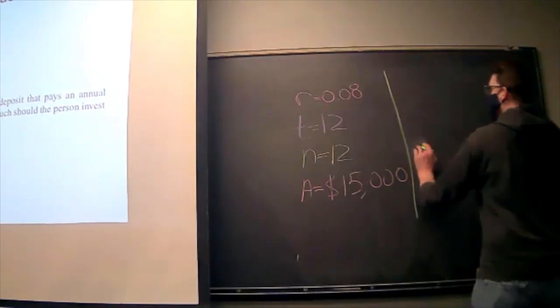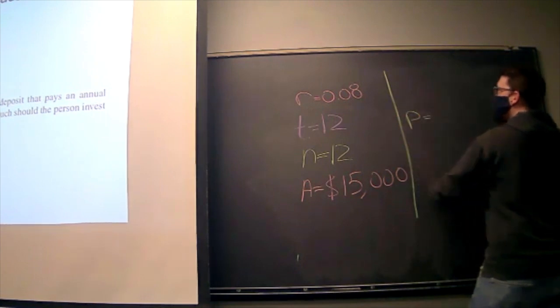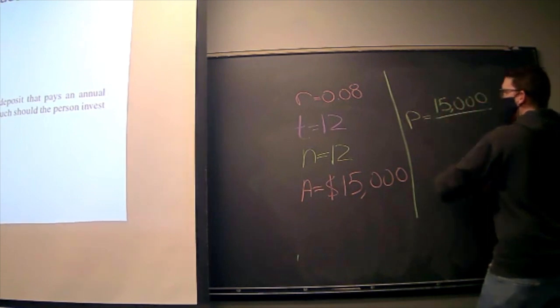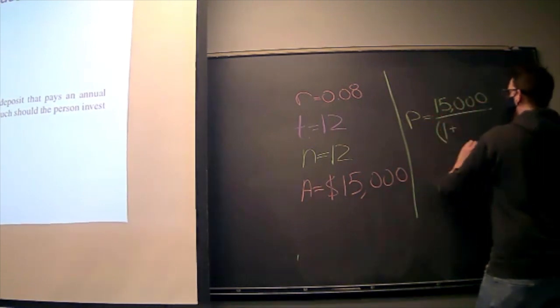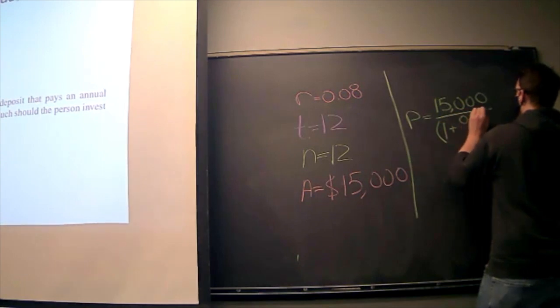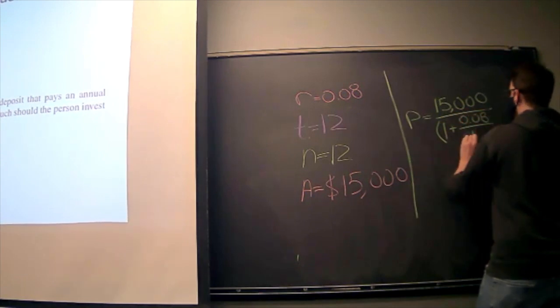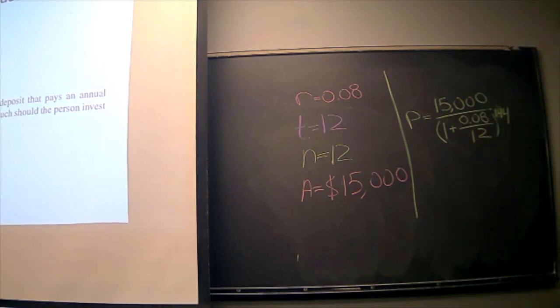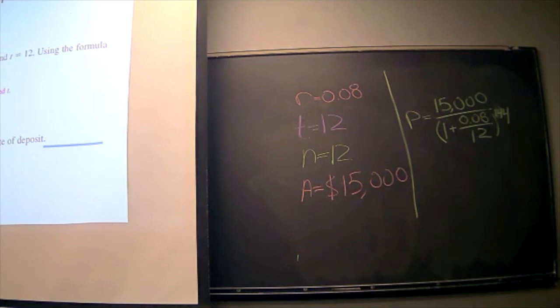Having said that, it's going to come out to be P is equal to 15,000 divided by 1 plus 0.08 divided by 12, to the power 12 times 12, so 144. Again, I have no clue what that number is, so I'm going to jump ahead.